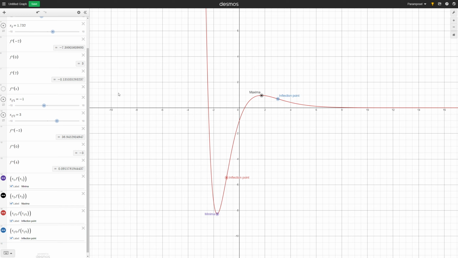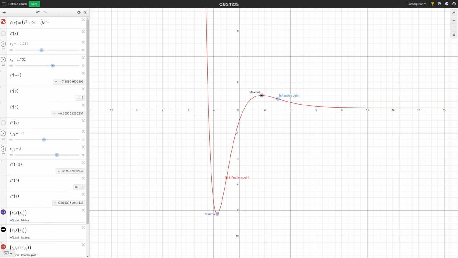And that's how you solve this problem using Desmos in under, I don't know how much time did we take to record this. It's under 5 minutes, roughly, I would say.